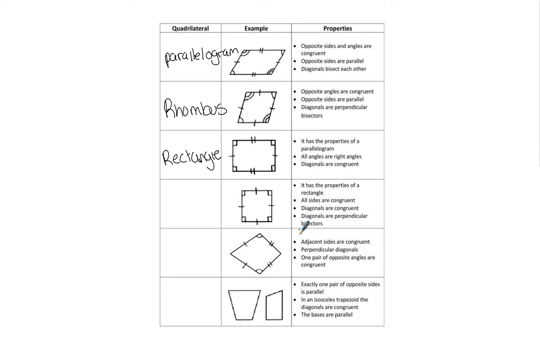Then we have this one, and I'm sure we probably all know this one. It has the properties of a rectangle. All sides are congruent, diagonals are congruent, and the diagonals are perpendicular bisectors. It's a square.